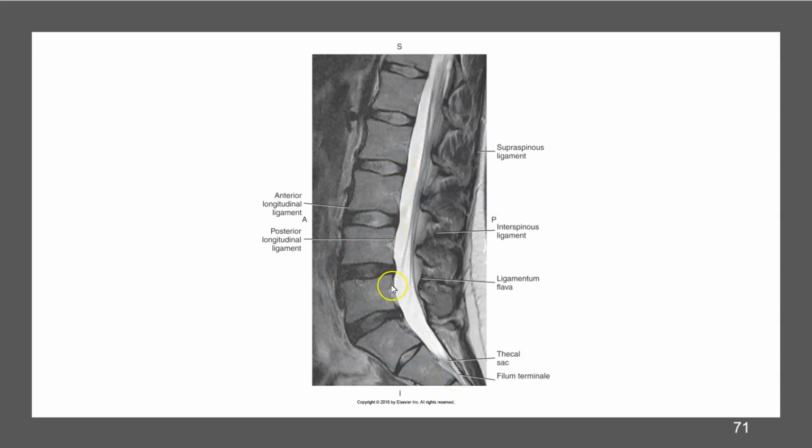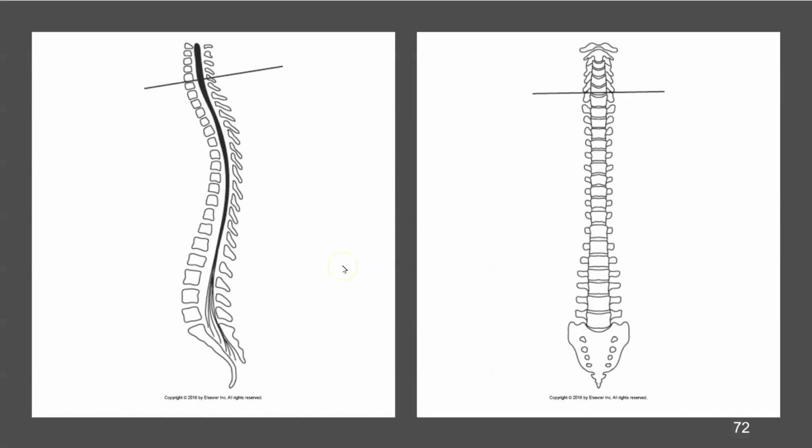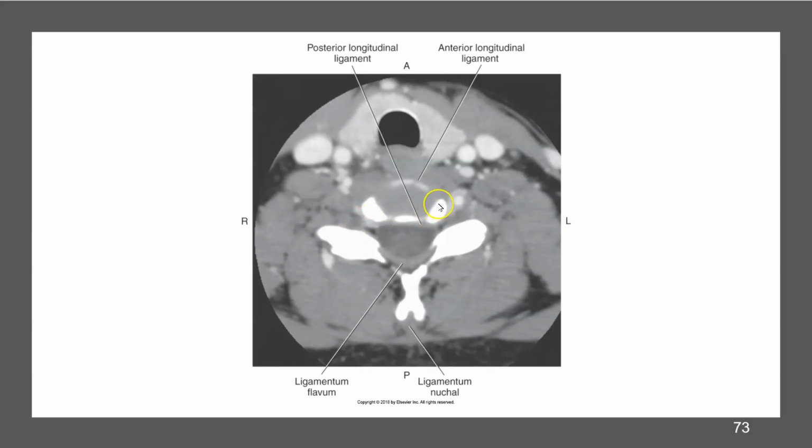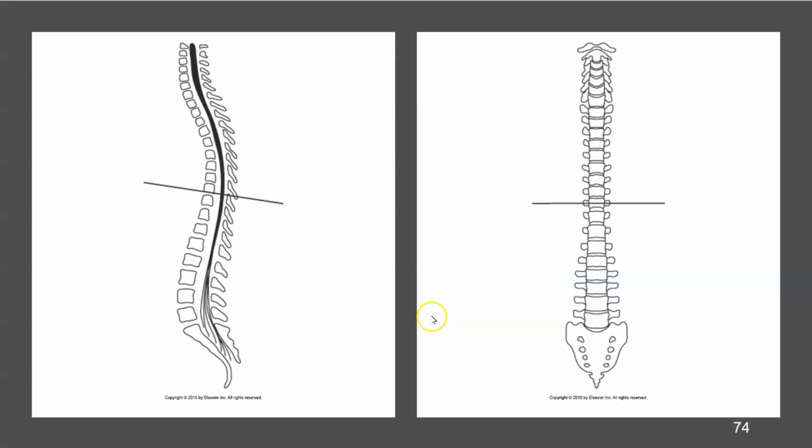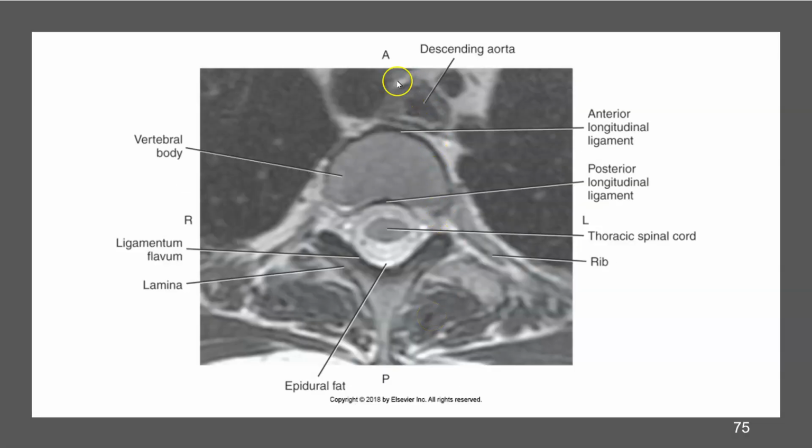So your posterior longitudinal ligament, anterior longitudinal ligament. All right, so here we're going anterior longitudinal ligament, posterior longitudinal ligament, and we've got the ligamentum flavum right here. And I didn't make you know that one. All right. So here's your descending aorta, anterior longitudinal ligament, and we've got our posterior longitudinal ligament. Here is our thoracic spinal cord, and our epidural fat is right back here. We've got our lamina, ligamentum flavum, and our body, of course.